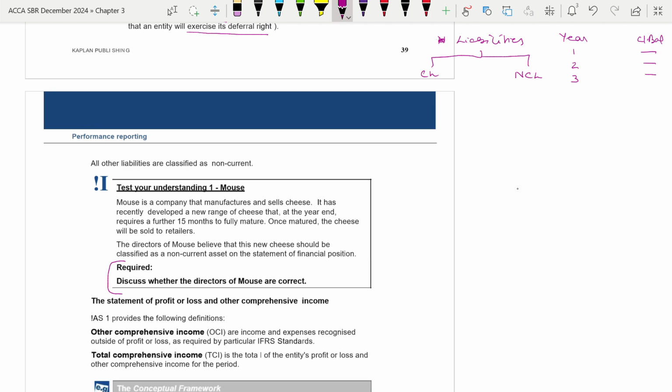So the treatment is correct. What is that treatment? They can present it in the financial statements as an asset because they will hold it for more than 1 year. Which asset, current or non-current? Non-current asset. We are talking about only one thing, whether it is a non-current asset or a current asset.